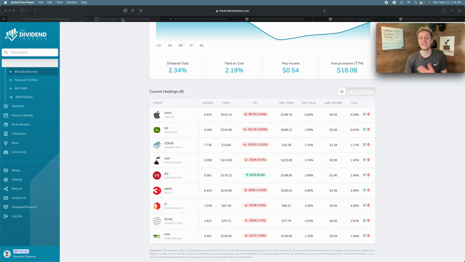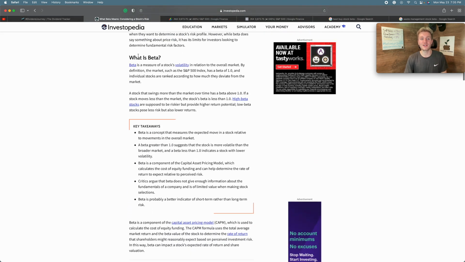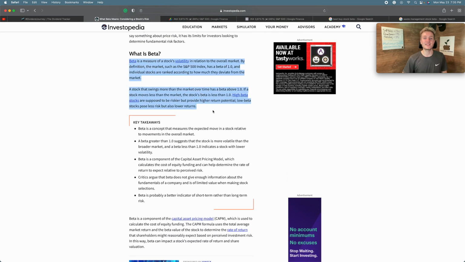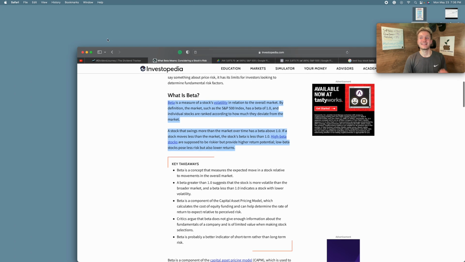Why am I talking about it? Well, first, we need the book definition. That is first things first. The boring definition of beta is a measure of a stock's volatility in relation to the overall market. The overall market in this instance is the S&P 500 index, the top 500 largest companies within the United States. We're going to peg that as a 1. The S&P 500 has a beta of 1. So a stock that swings more than the S&P 500 up or down will obviously have a beta of more than 1. And if a stock doesn't swing quite as high, doesn't swing quite as low, it will have a beta of less than 1.